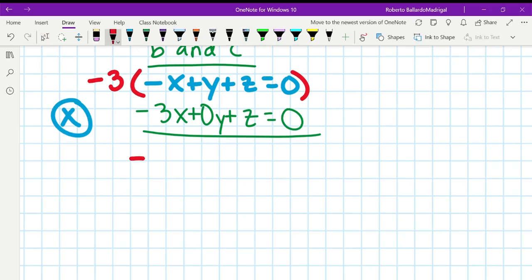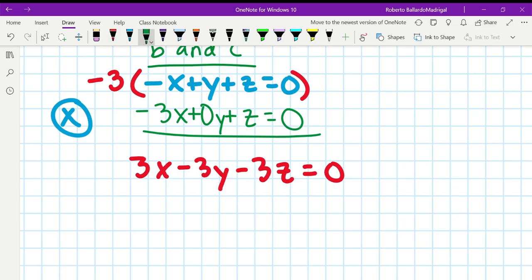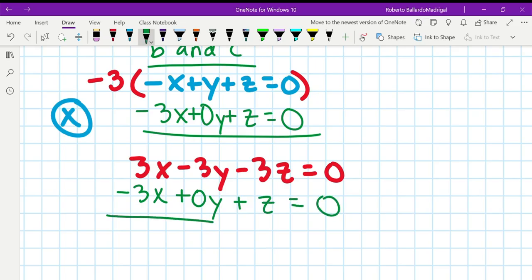So this is what's going to happen. I'm going to get positive 3x minus 3y minus 3z equal to 0. The second equation is not going to change. It will stay as negative 3x plus 0y plus z equals 0. And this is the one we're going to solve for now.